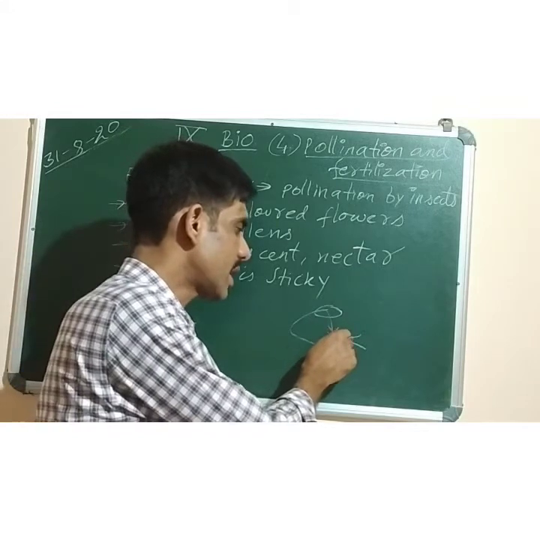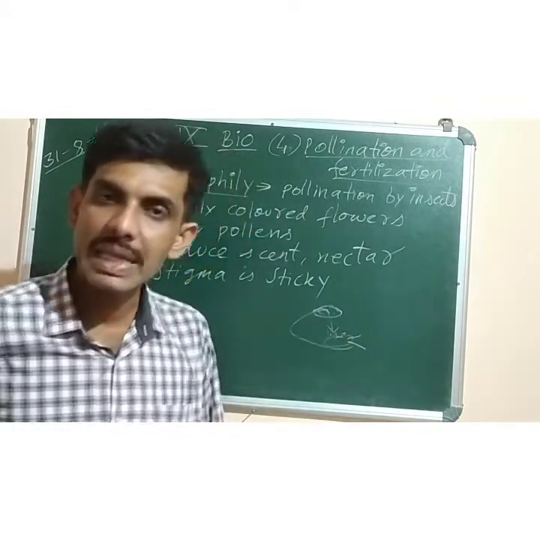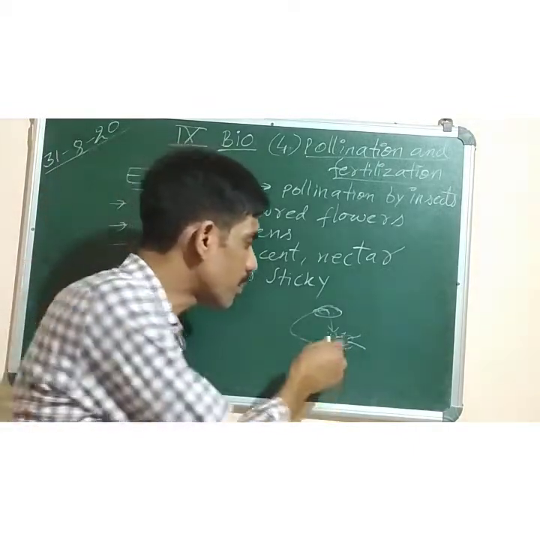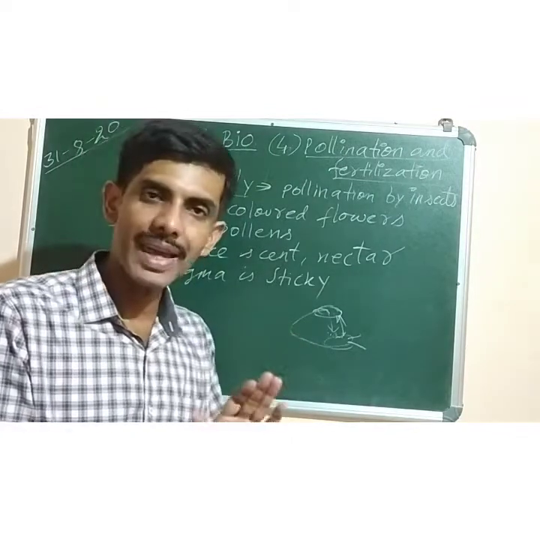So pollen grains are already there. The stigma will come in contact with the back of the insect, and it will take the pollen grains from there to the stigma, because it is arranged in a lever-like mechanism.